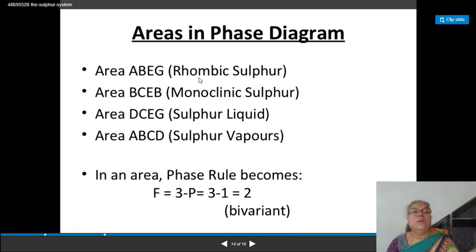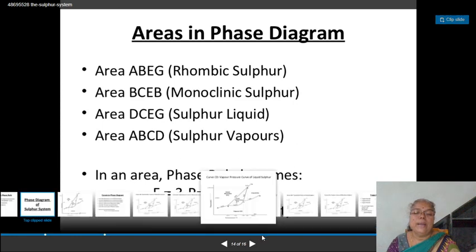Then, as I already explained, the area ABEG contains rhombic sulfur. BCE contains monoclinic sulfur. DCEG contains sulfur liquid. And the area below the points ABCD, sulfur vapor has a stable existence. And remember that in an area, the phase rule becomes 3 minus 1, which is equal to 2. So the areas are bivariant systems.